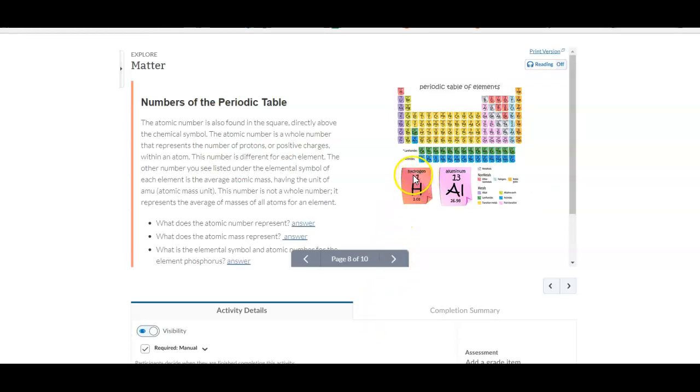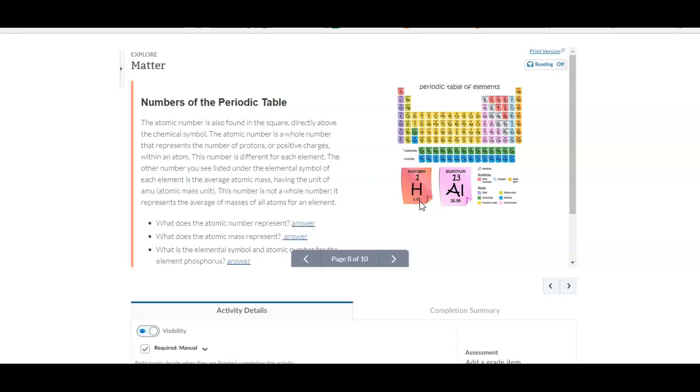All right, so going on, numbers on the periodic table. So there's a lot of numbers going on here. You've got 1 at the top, 1 at the bottom. The atomic number is also found in the square directly above the chemical symbol. The atomic number is a whole number, and it represents the number of protons or positive charges in the atom. This number is different for each element, so no two elements can have the same atomic number.